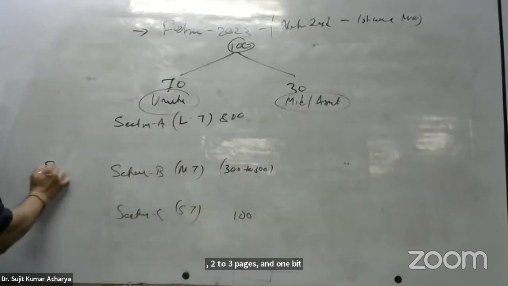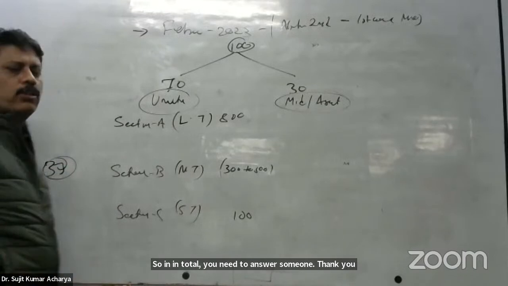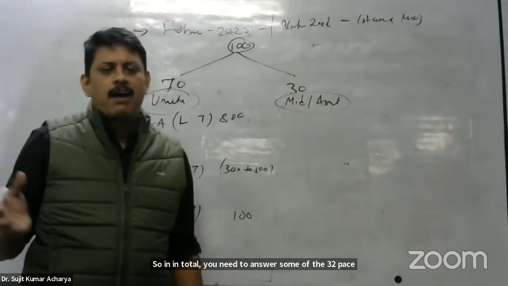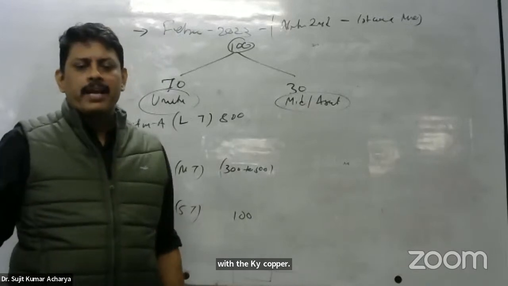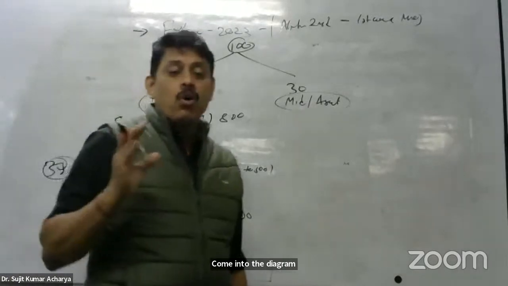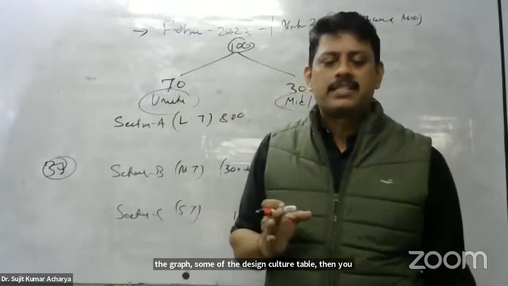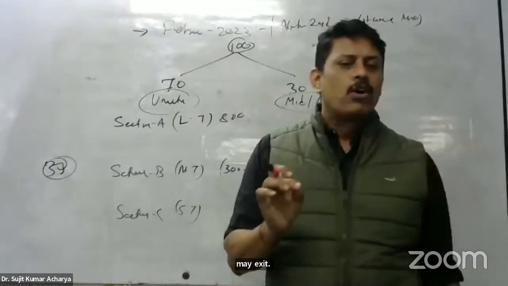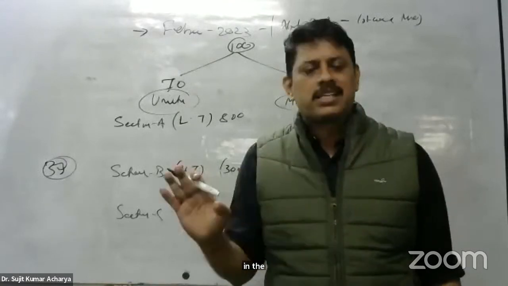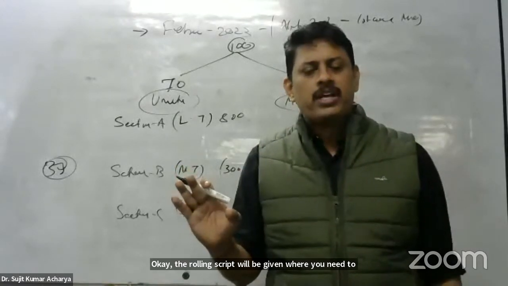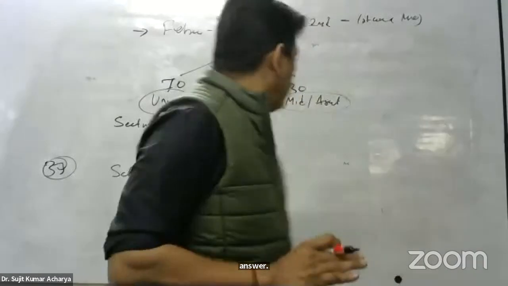So in total, your answers should be within 32 pages. If you design a diagram, graph, or table, then you may exceed, but one thing is that no additional sheets will be given in the examination. The answer script will be given where you need to answer; no additional sheets are provided to the students right now.